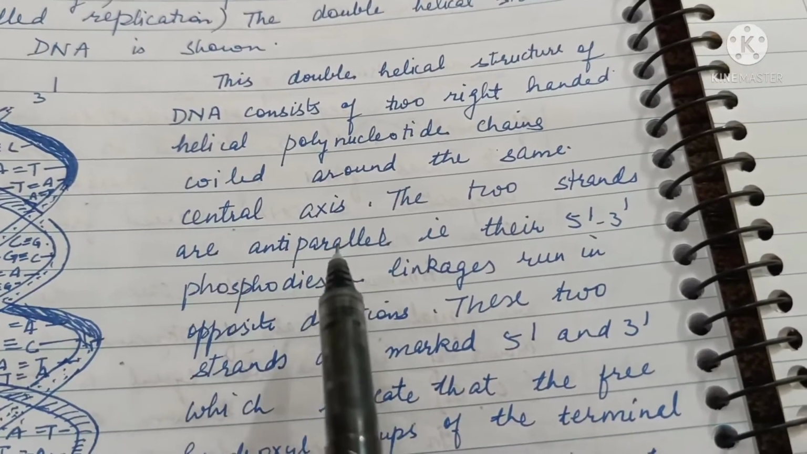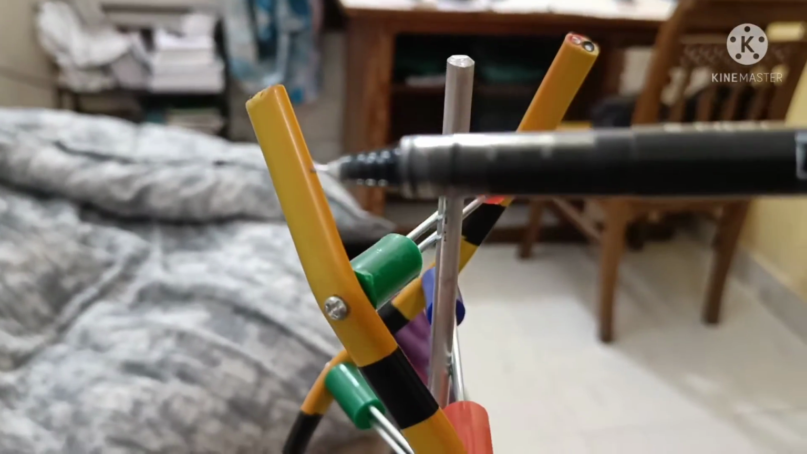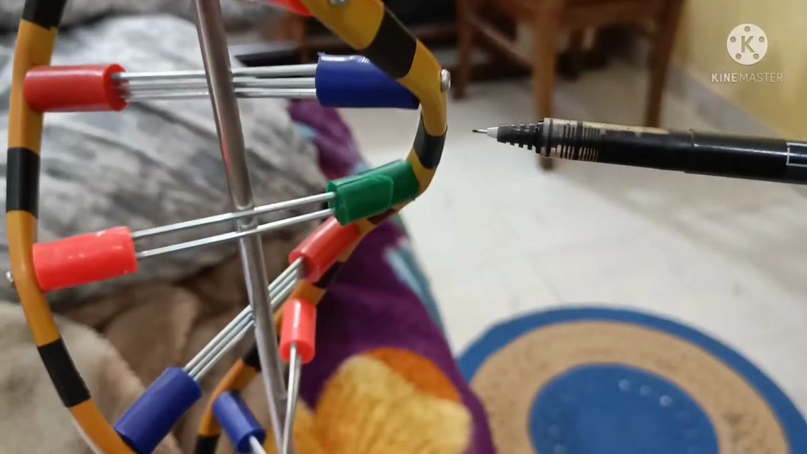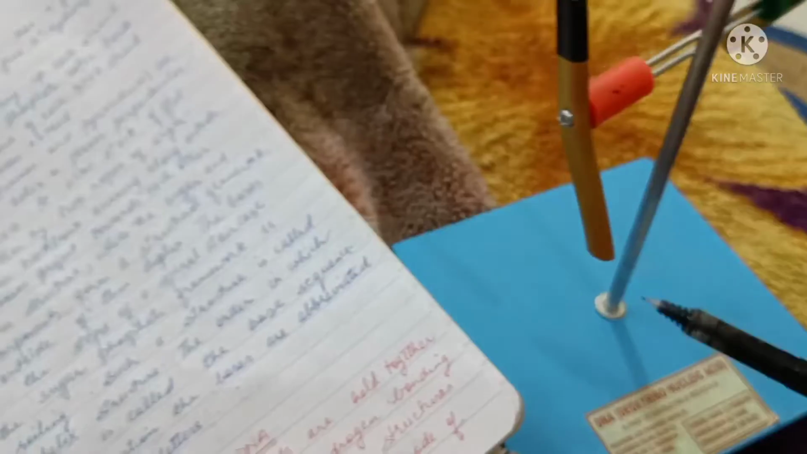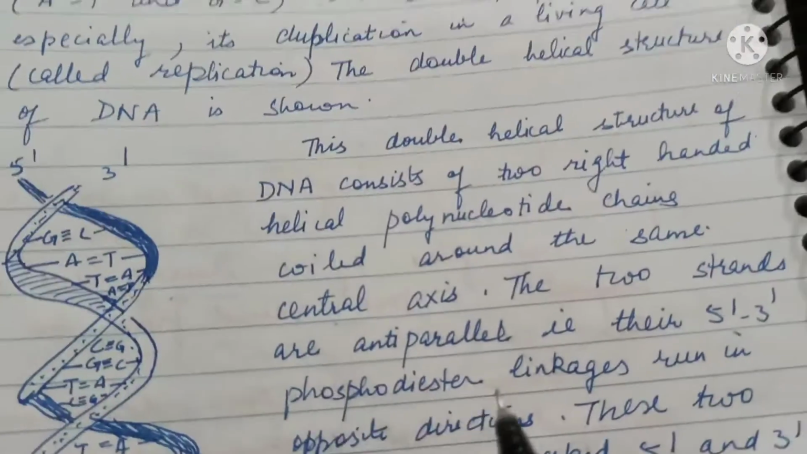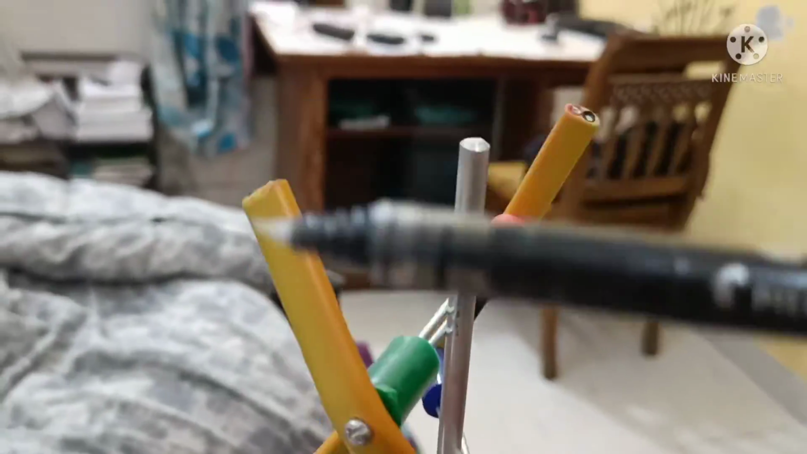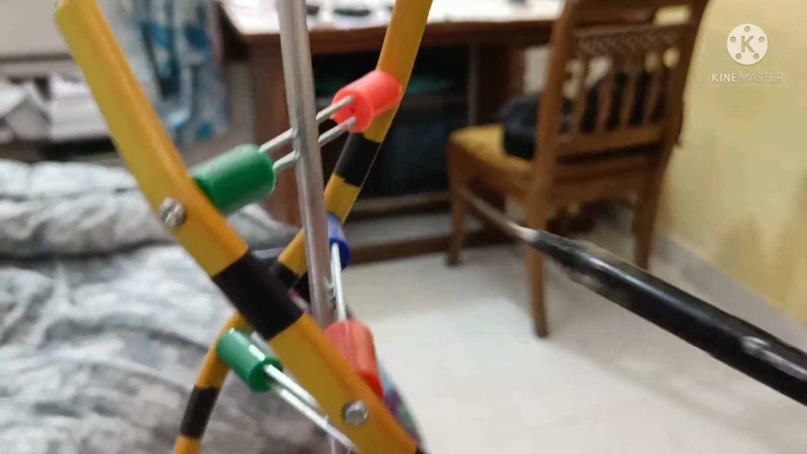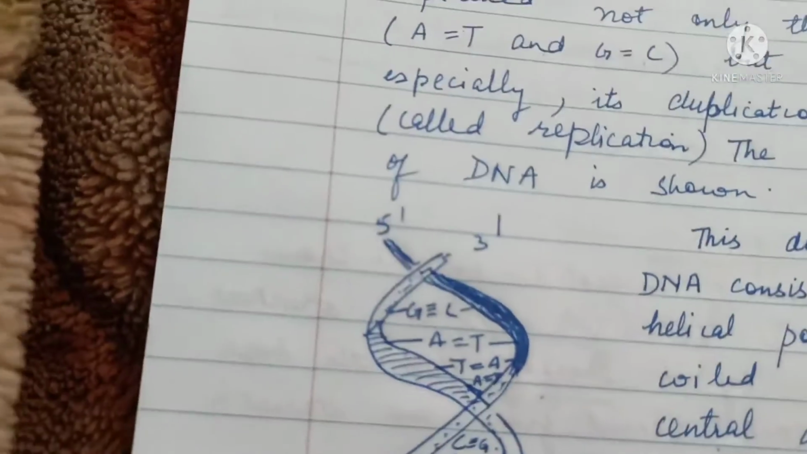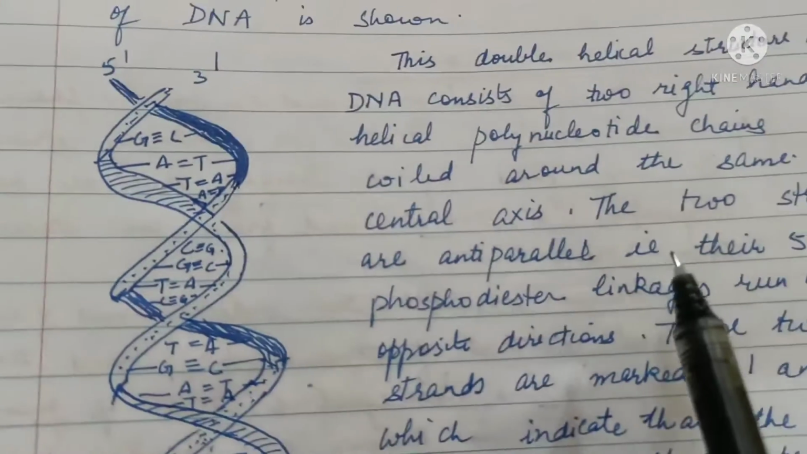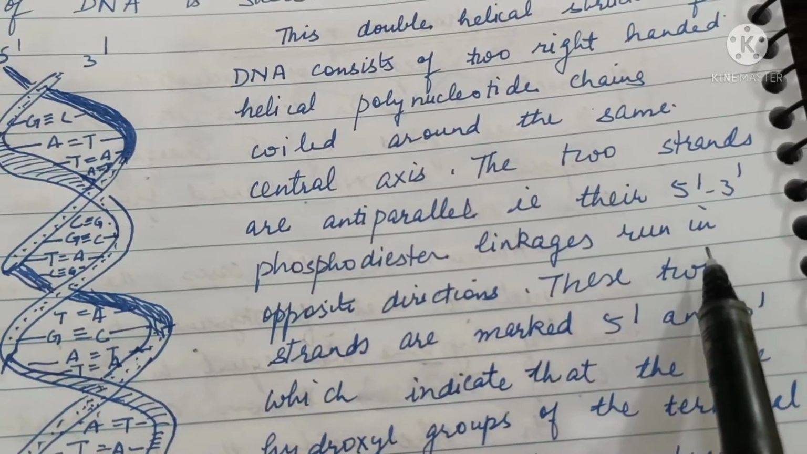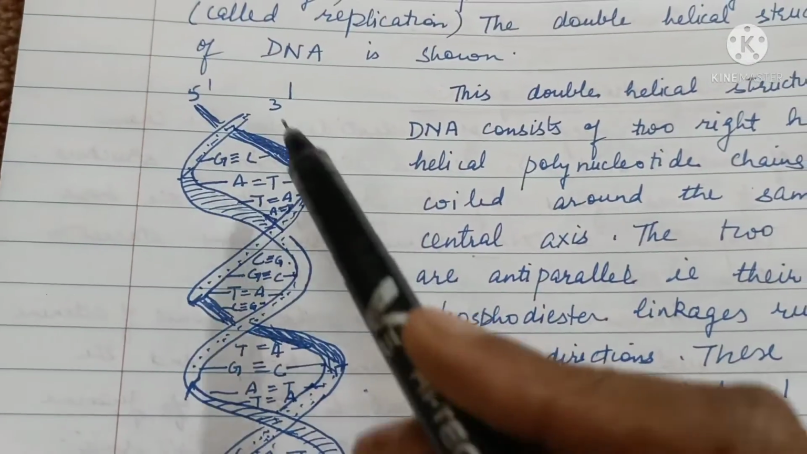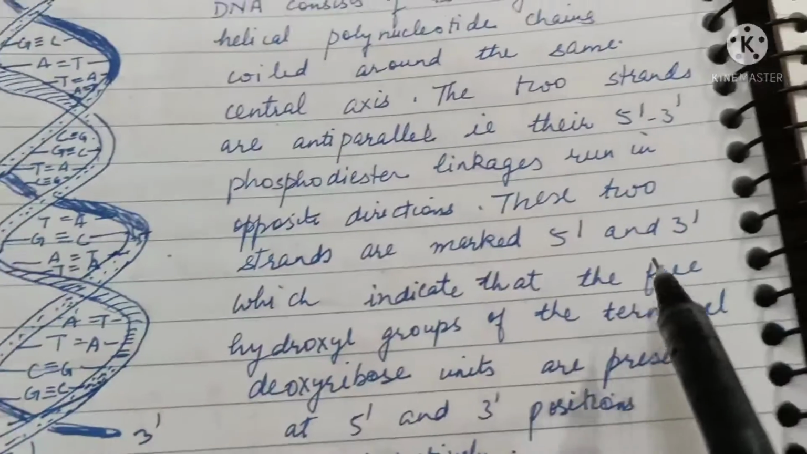The two strands are anti-parallel. That is, this is the 5' end, and the other end of this strand will be the 3' end. If this is 5 to 3, then this is 3 to 5. Their 5'3' phosphodiester linkages run in opposite directions. If this is 5', the other one is the 3' side.